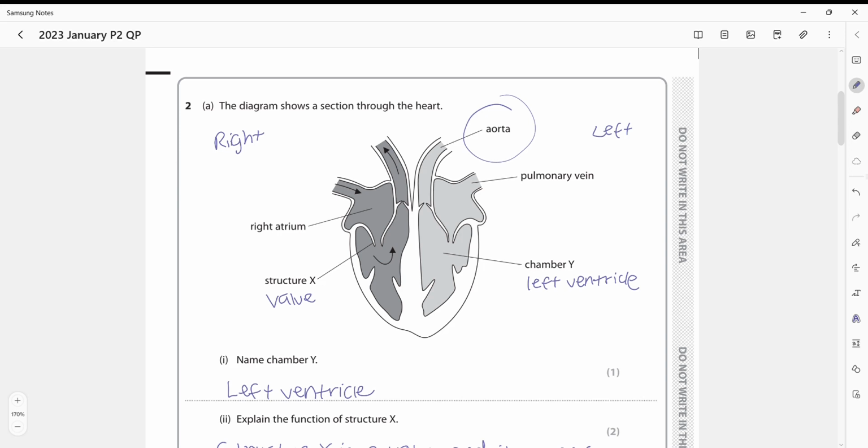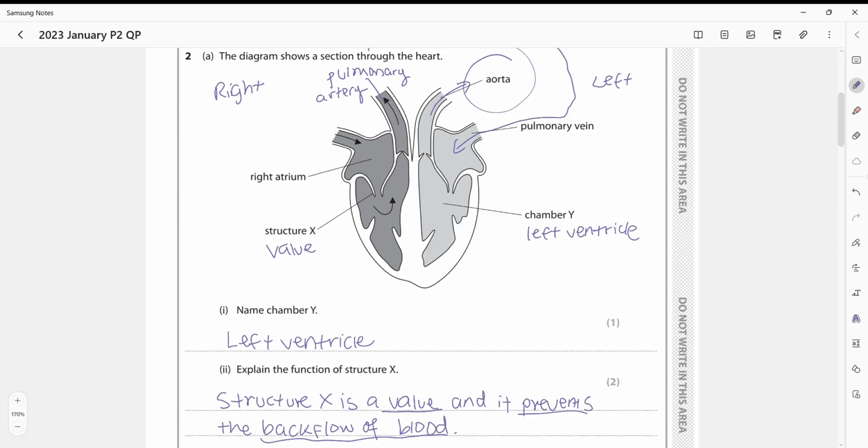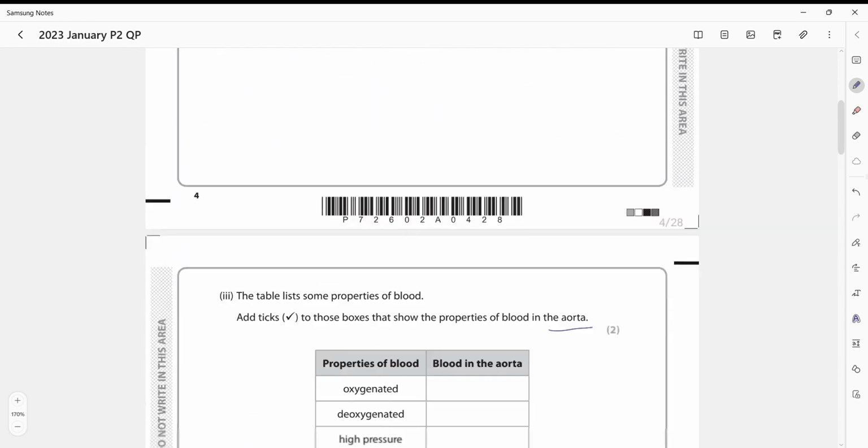Now the aorta is carrying oxygenated blood. So here we have the pulmonary artery. This pulmonary artery would pump blood to the lungs, and then it would go down to the pulmonary vein, and then it would go to the aorta. So your aorta would have oxygenated blood. So let's see if we can tick that box.